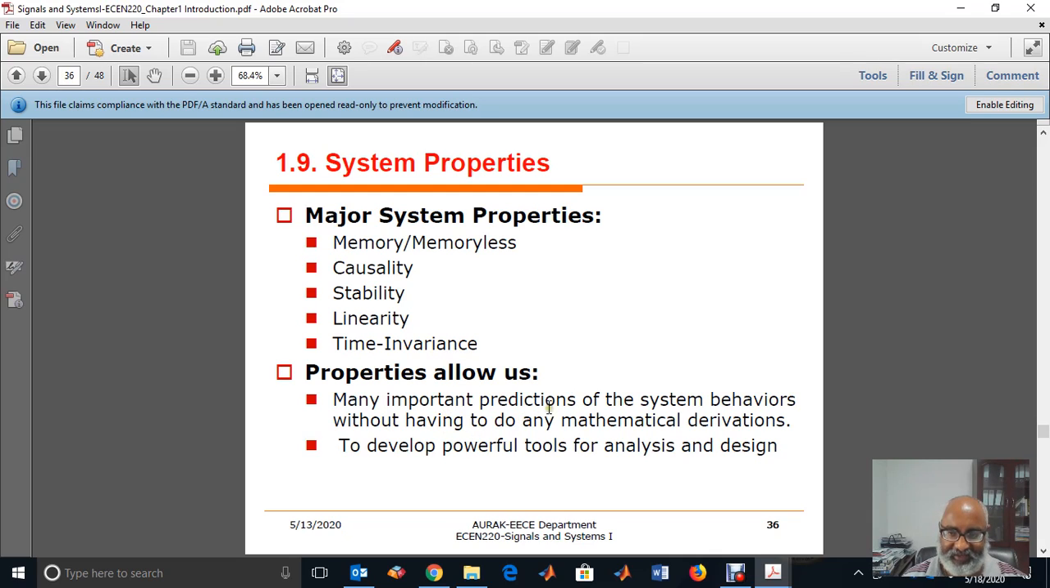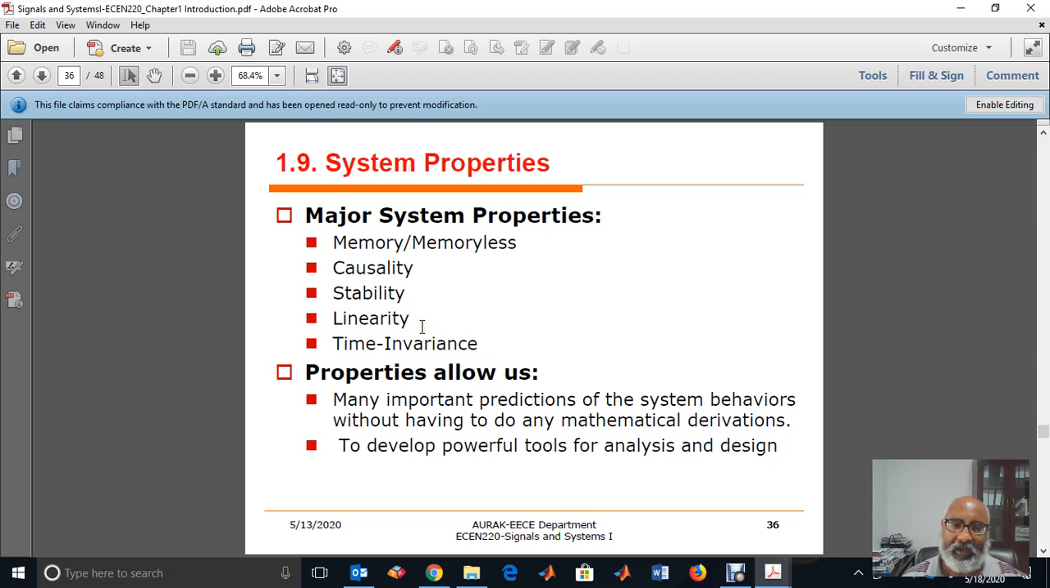many important behaviors. For example, the linearity property can be used to get the output of a certain input, which is a combination of several other inputs. So by using the linearity property, first we find the output for each input, and then we combine the individual outputs to get the total output for a certain input signal. So they are very important.